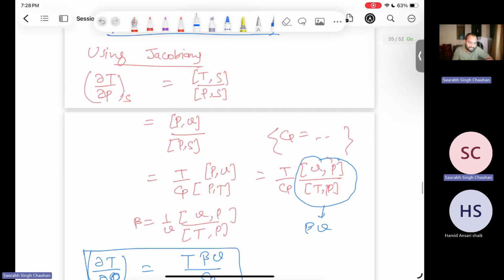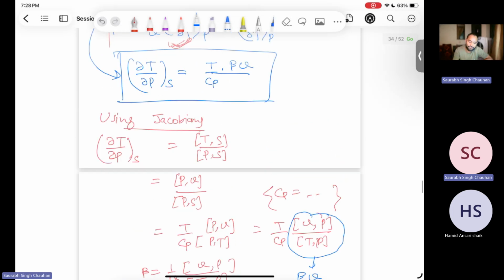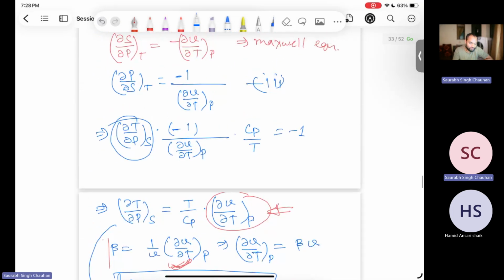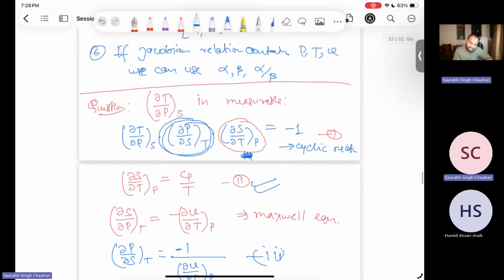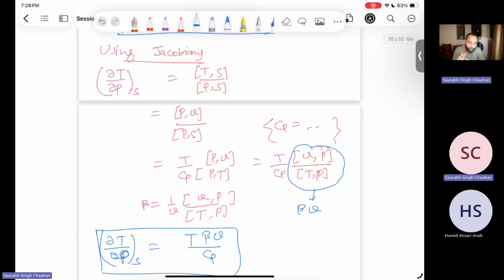I think the second method using Jacobian is easier, and we don't need to worry about where to start. For example, we started with cyclic relation, but how do we know that we had to start with the cyclic relation? Maybe we can start using some other relation, and then there can be an increase in the number of steps. But anyway, we will ultimately reach this particular equation. If you use the Jacobian, then we have a proper algorithm.